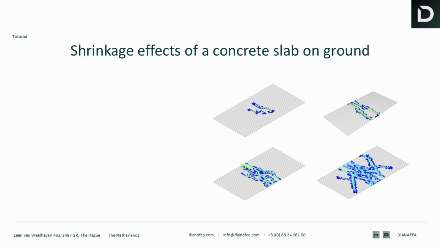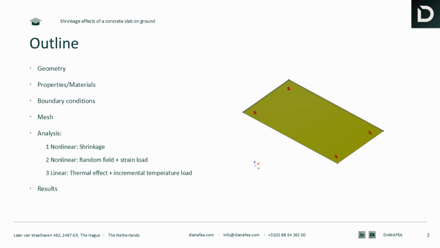So today I'm gonna introduce you to the tutorial called Shrinkage Effect of a Concrete Slab on Ground. In this tutorial, we will simulate the shrinkage effect of a concrete slab by using a material model called Eurocode EN 1992, which is available in Diana for the mechanical properties and also the shrinkage and the creep effect in time.